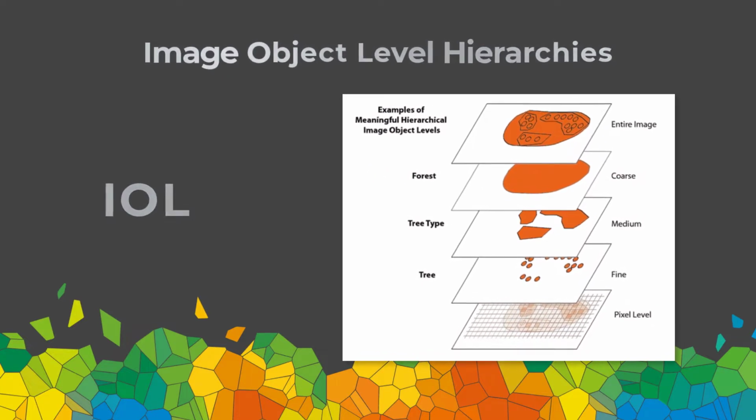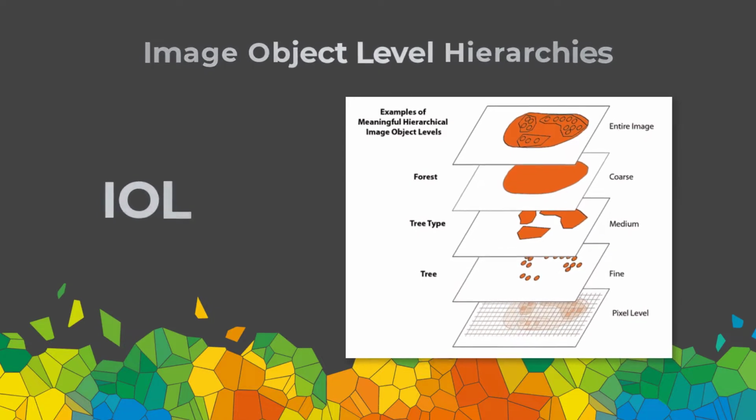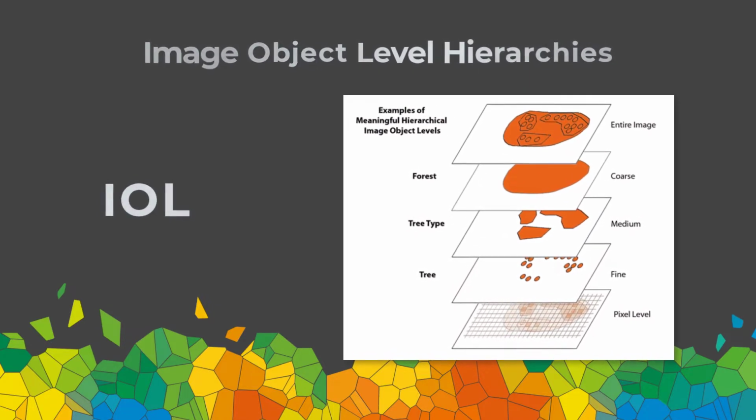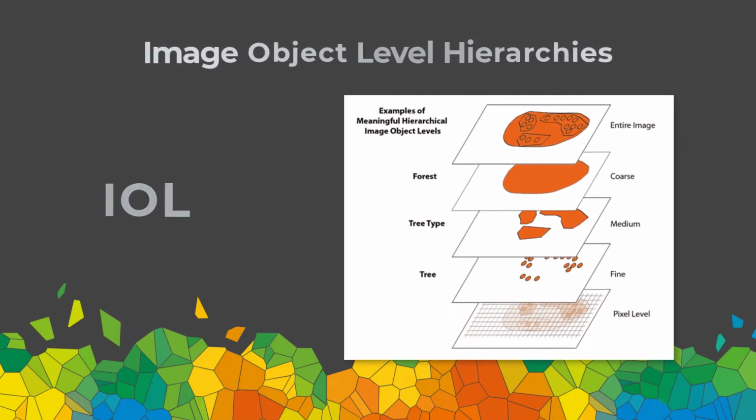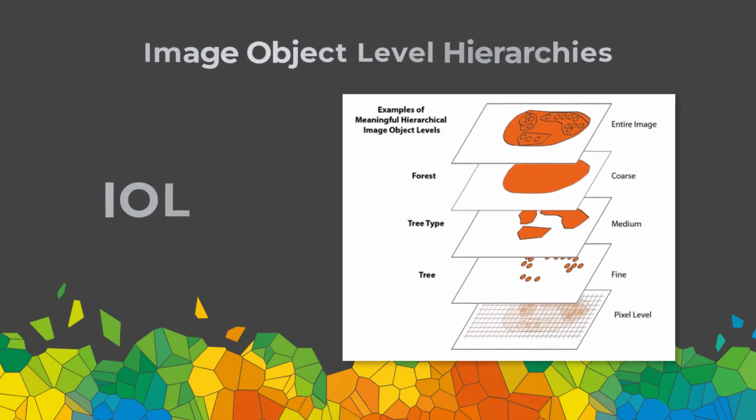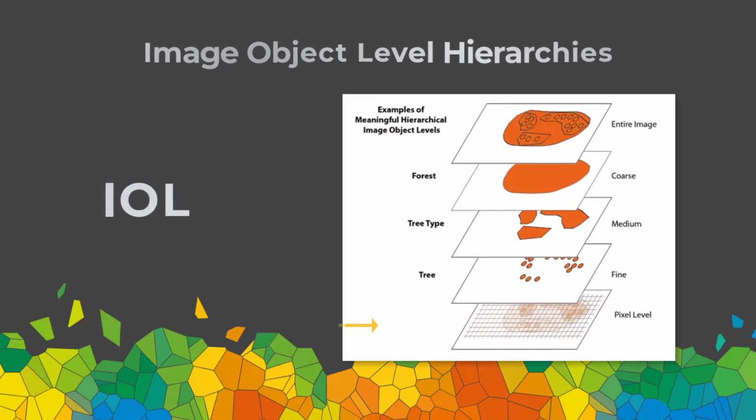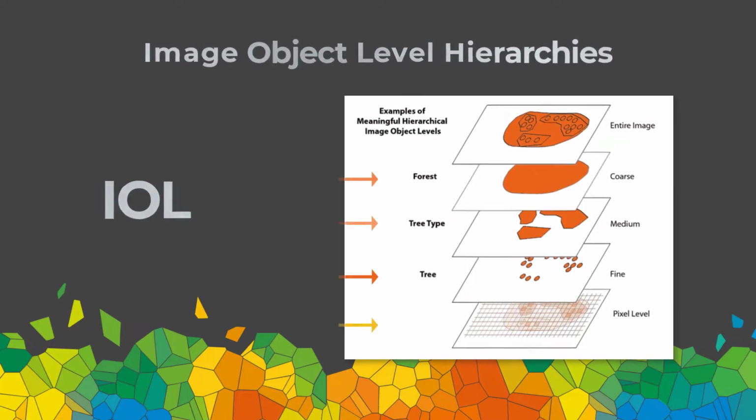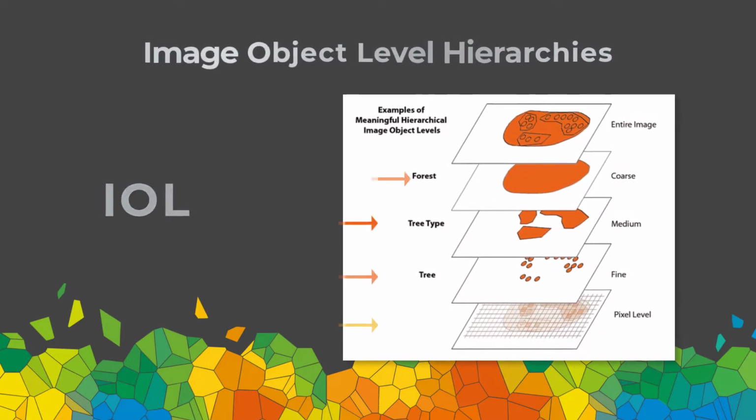If you set up an image object level hierarchy like this, you can use it to your advantage because those image objects are connected even though they are on different levels. It's important to distinguish between image object levels and image layers. Those are two different things. Image layers represent the data that already exists in the image when it's imported, and the image object levels store image objects which are representative of this input data.